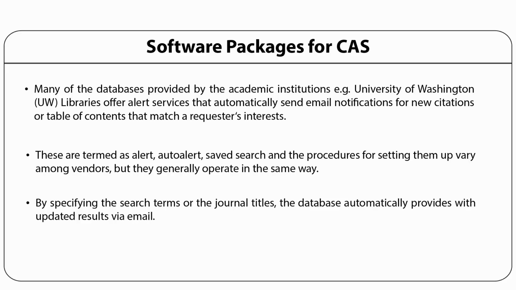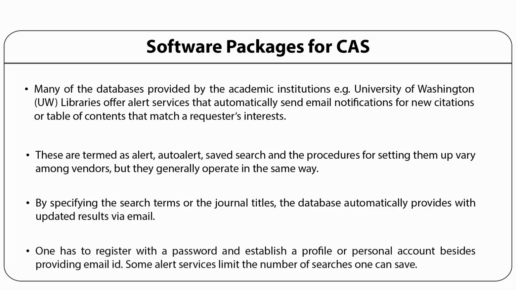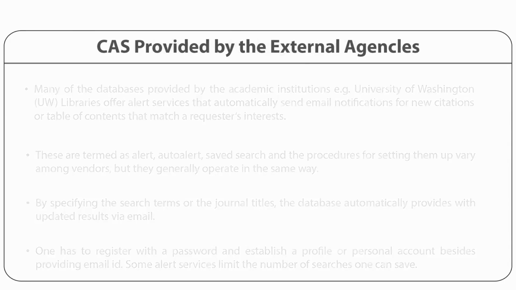By specifying the search terms or the journal titles, the database automatically provides updated results via email. One has to register with a password and establish a profile or personal account besides providing an email ID. Some alert services limit the number of searches one can save.